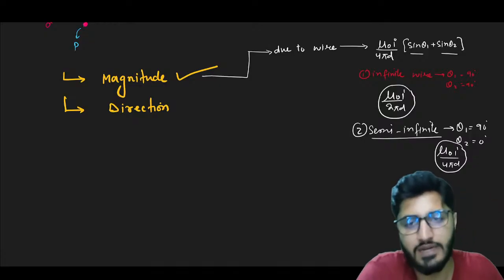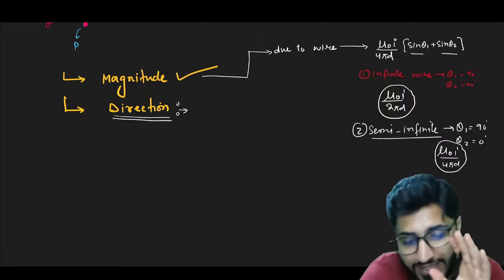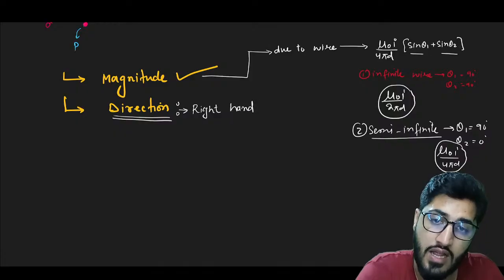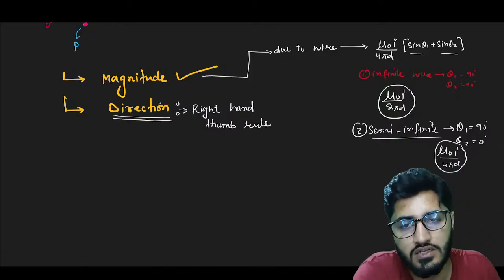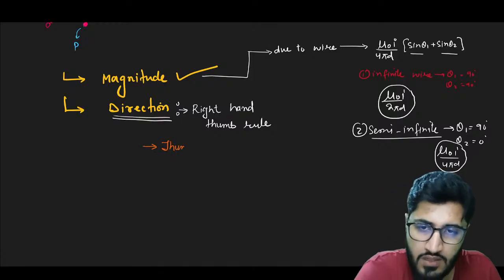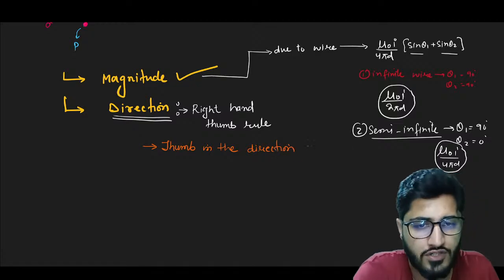Second part is direction. Now, sir, how to find direction? This one is very easy. For the directional part, we need to use the right hand thumb rule. That means what we need to do here. Firstly, thumb. Place your thumb in the direction of current.